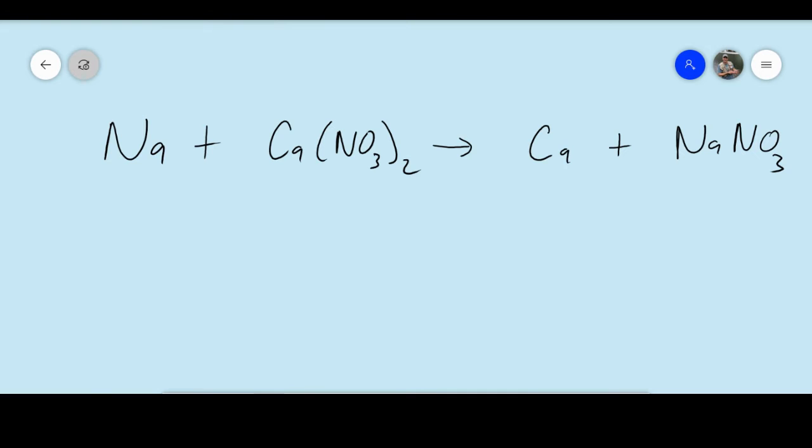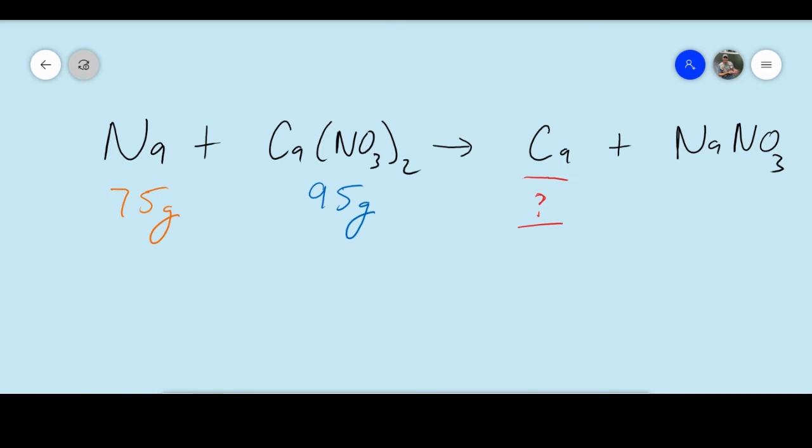So let's just say that I have 75 grams of sodium to start with. And I have, let's do 95 grams of calcium nitrate here. And in this problem, I want to know how much calcium is going to be produced. So here's our question mark.